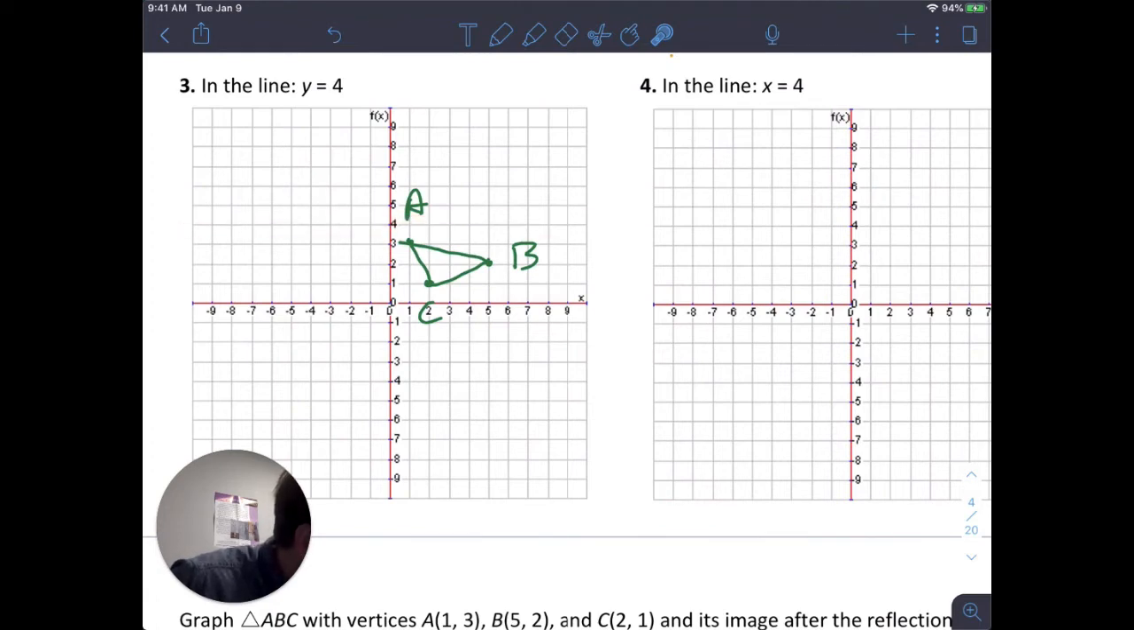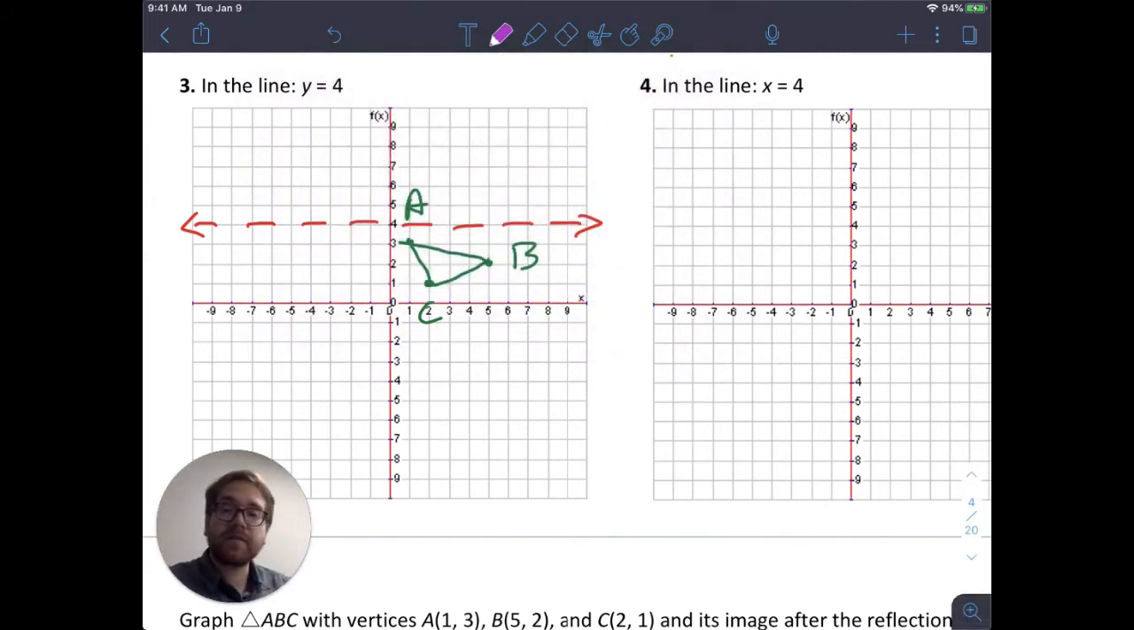And I'm going to draw a red dotted line to remind myself what I'm reflecting across, so that it might be easier to count. And you don't necessarily have to draw that line, but it can be easier to figure out where I'm reflecting across, or just remind yourself of that. Okay? And so I'm going to reflect across that line y equals 4.